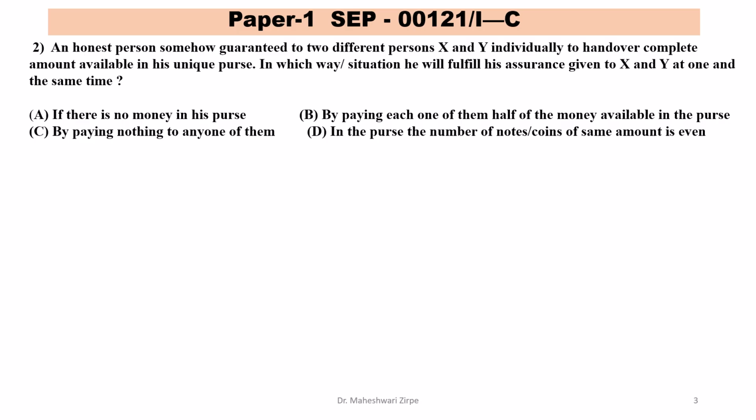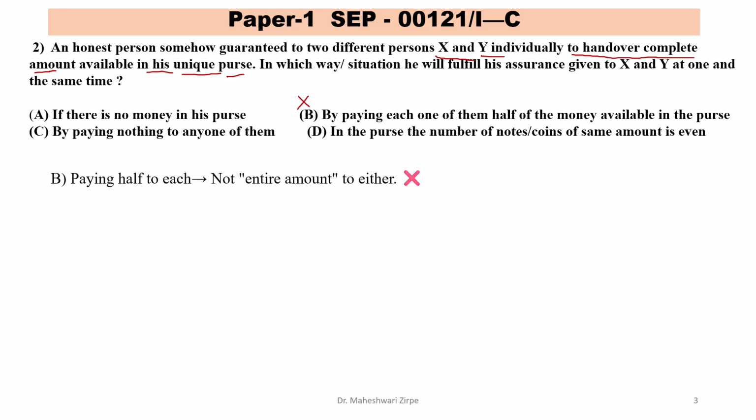Now read the question very carefully, because they have said that a person is going to hand over the money to two people X and Y, but handing over the complete amount whatever is available in his pocket. So when they are saying complete amount, option B is going to be ruled out. Okay, option B will be ruled out. So options A, C and D only we have to now try to find out which option is correct.